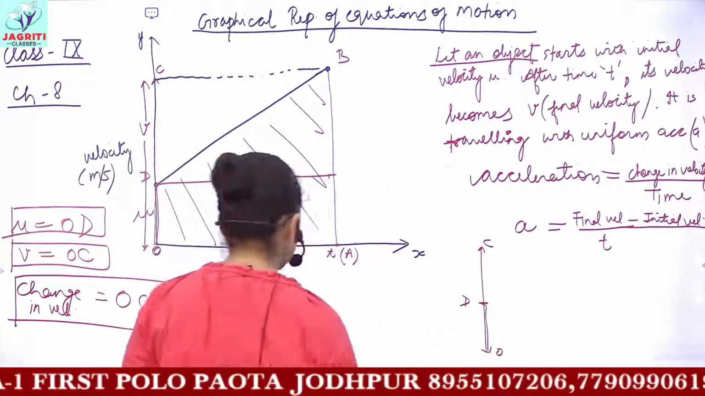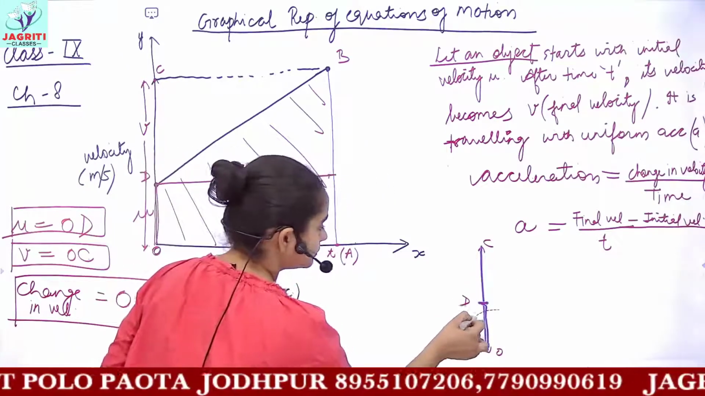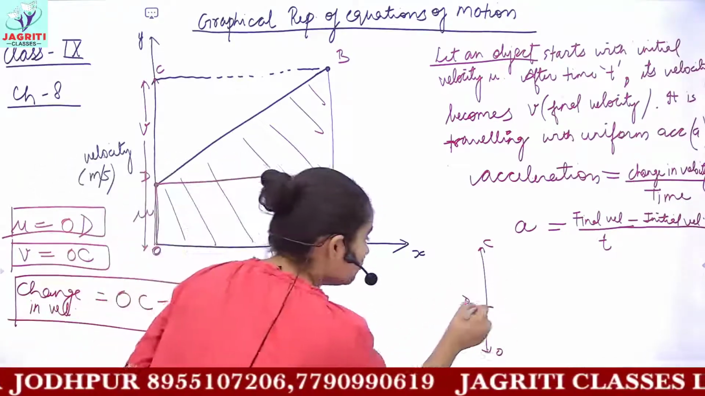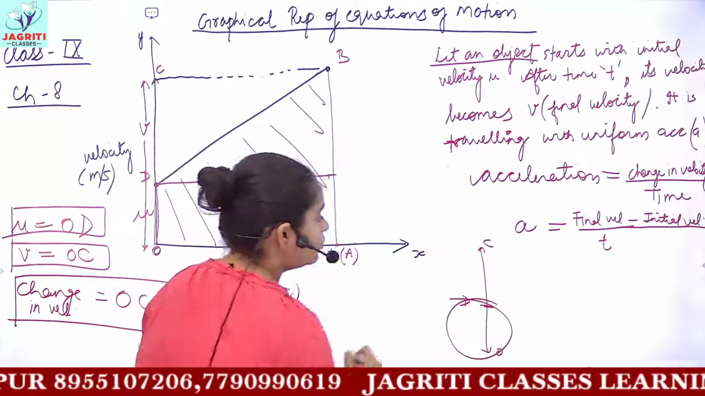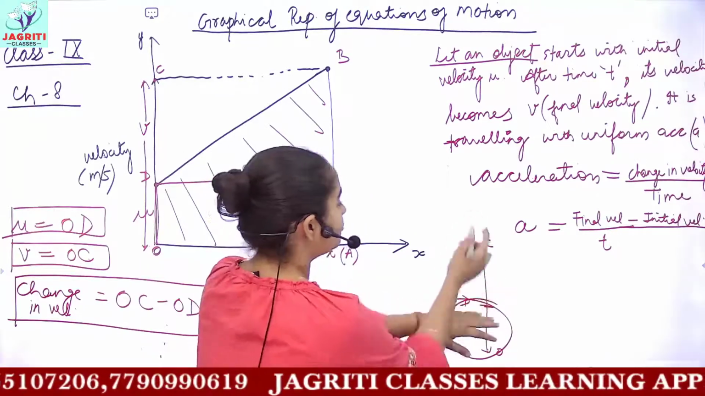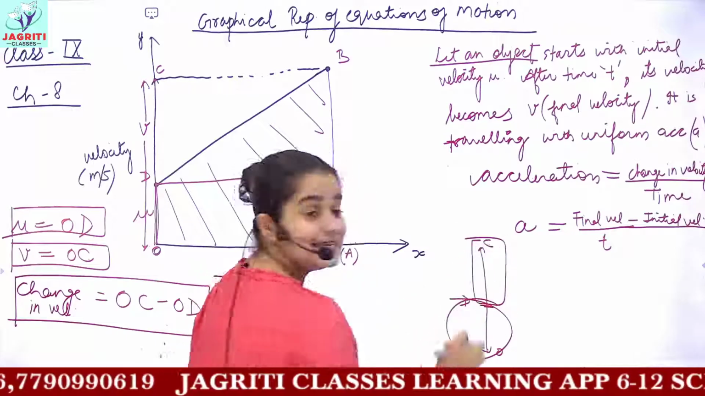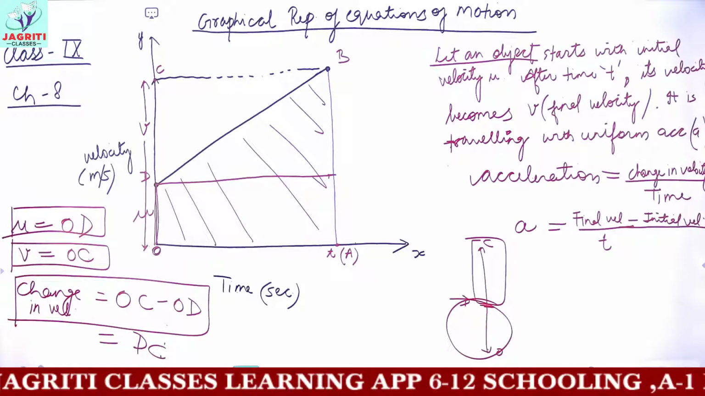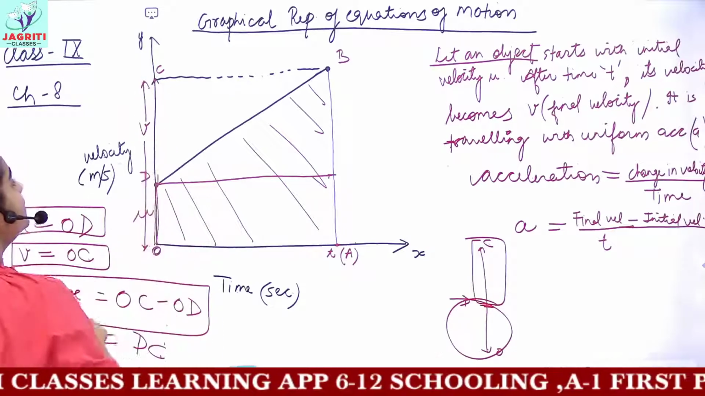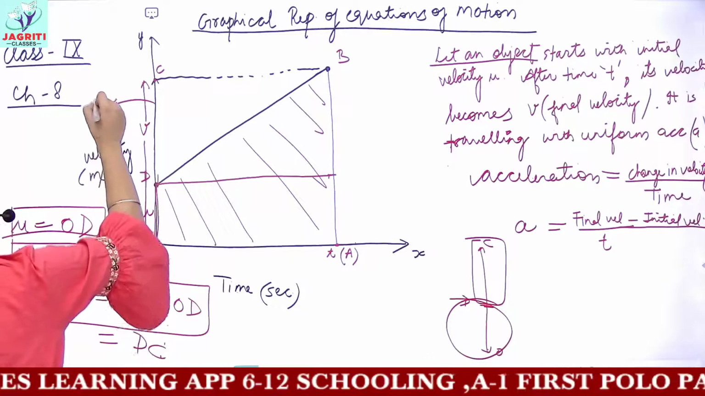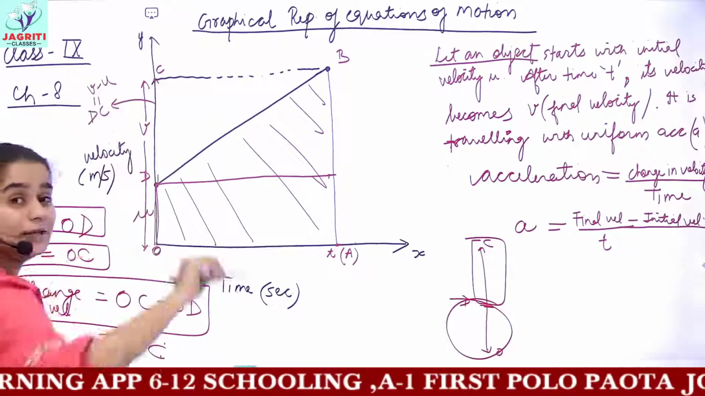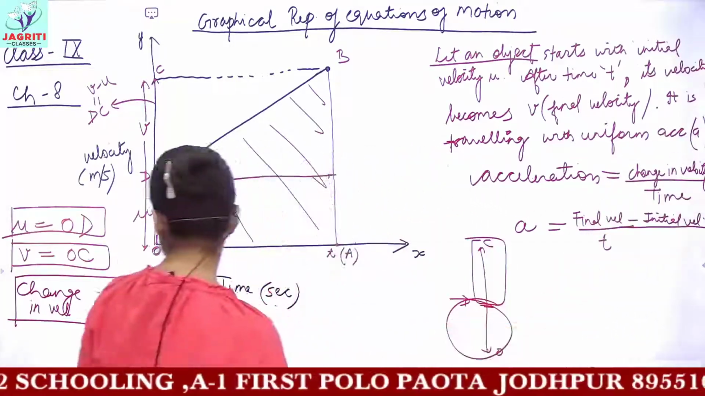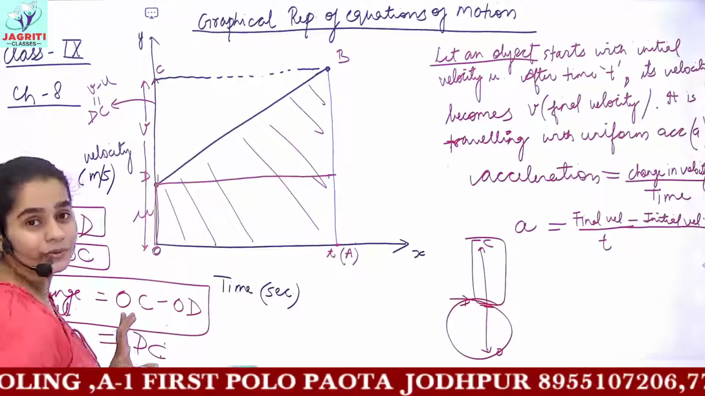So when I subtract this OD from the complete length, what am I left with? Subtracting means I am removing the OD part. If I remove this part, what am I left with? I am left with this line, which is DC. So OC minus OD gives you the length of DC, and this length DC represents change in velocity. DC represents V minus U. So in the place of change in velocity, I can write OC minus OD, which is equal to DC.